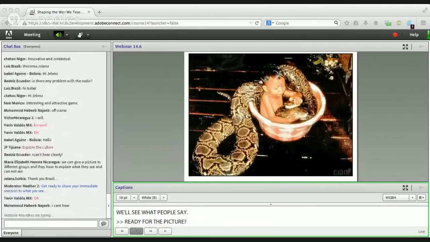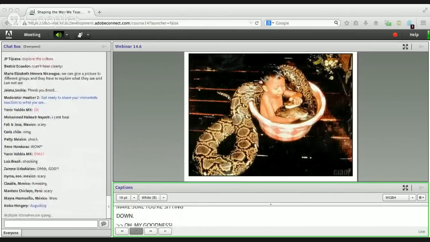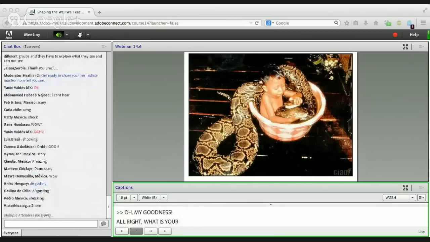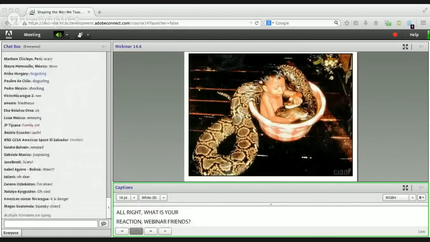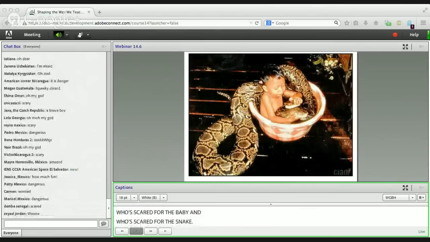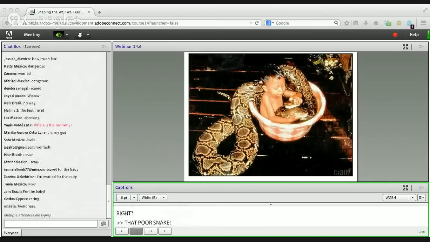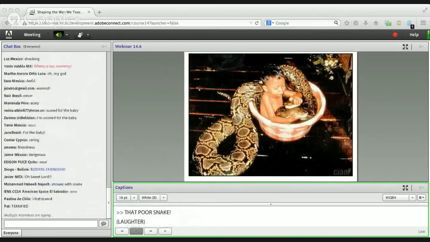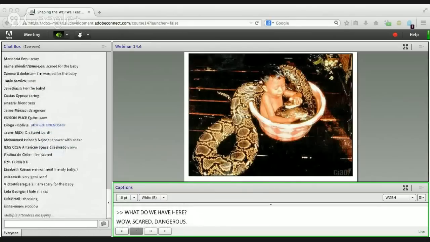Oh, my goodness. All right, what is your reaction? Scary. Oh, my gosh. Who's scared for the baby and who's scared for the snake? I know, that poor snake. What if we have your reactions: wow, scared, dangerous. Where's his mother? Maybe his mother's taking the picture. Bizarre friendship. That's a good one.